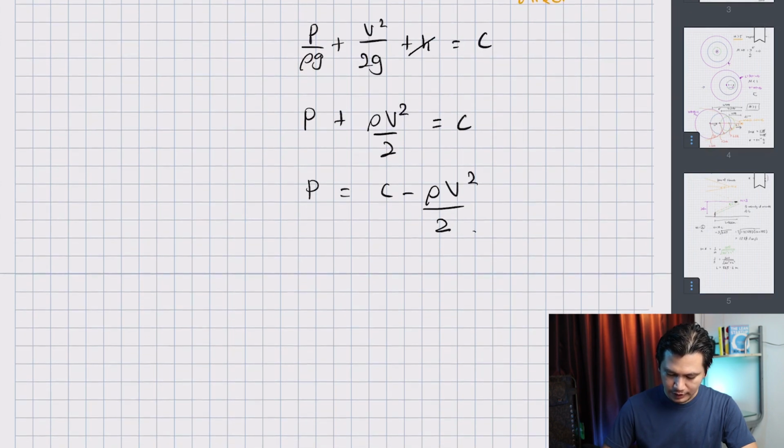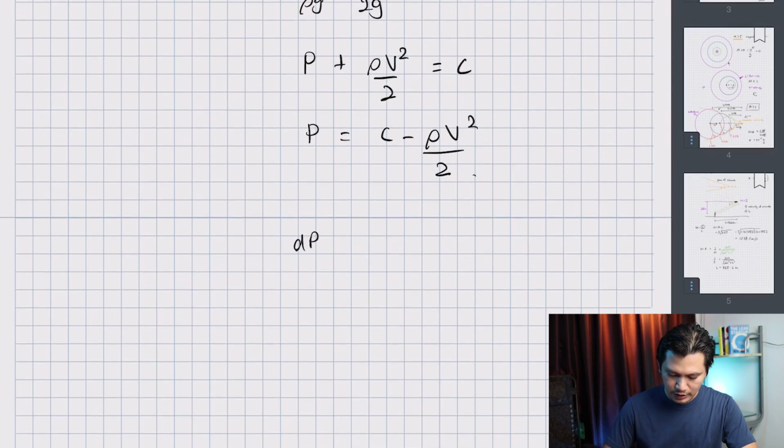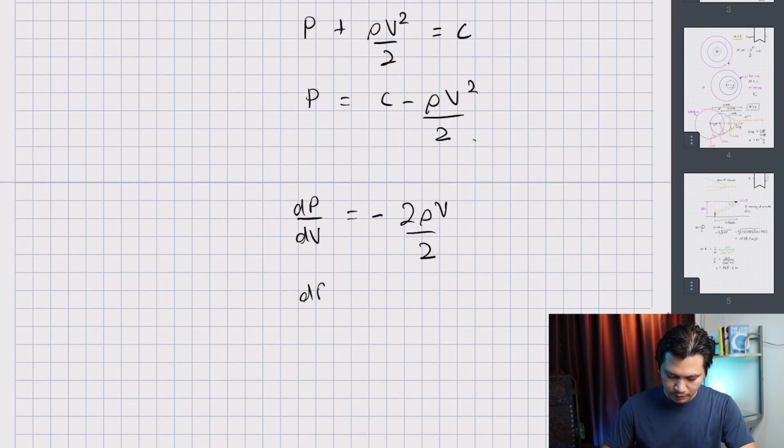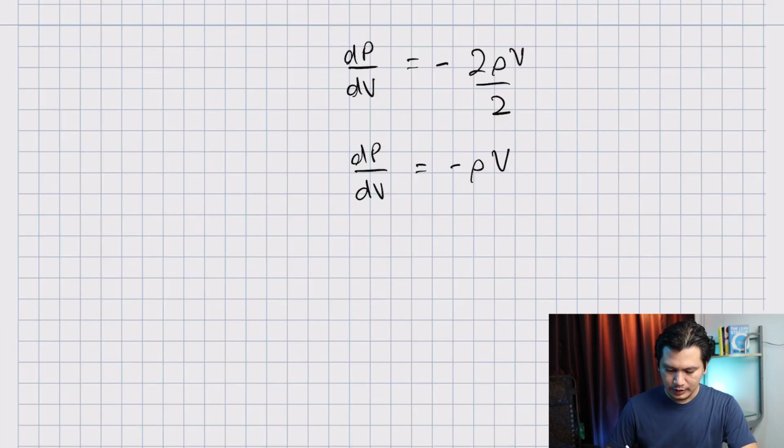Right, let's carry on. And what I want here is dP over dV. So dP over dV equals, now the constant is 0, so this is negative 2 rho V over 2. And you will end up with dP over dV equal to minus rho V. And if I move dV to the right, you will get dP equal to minus rho V dV.